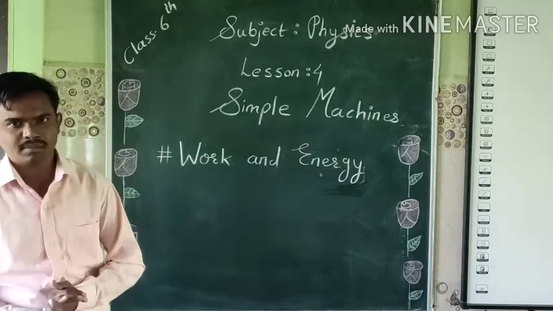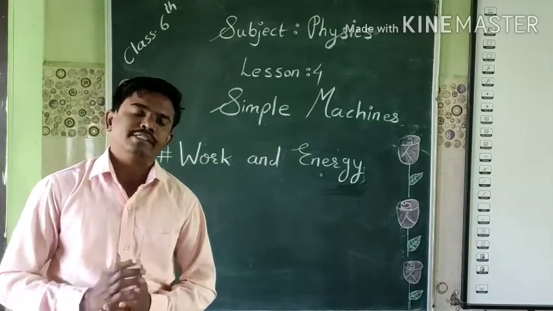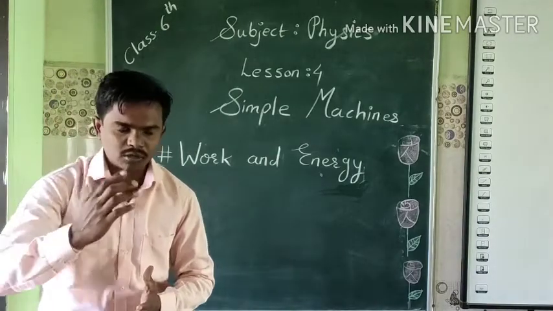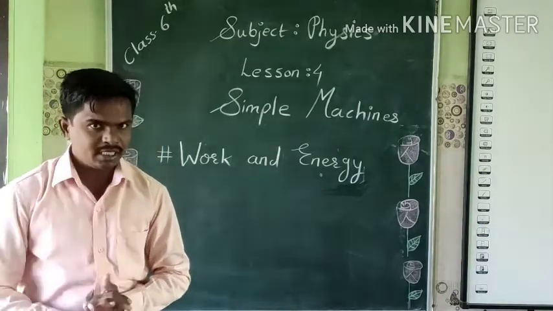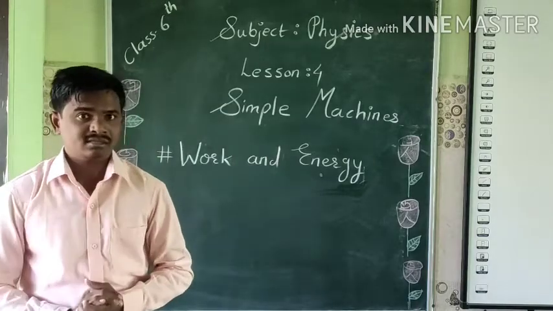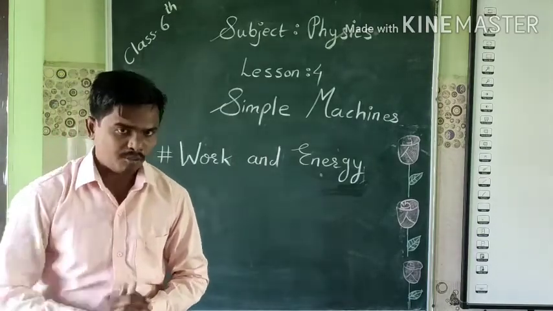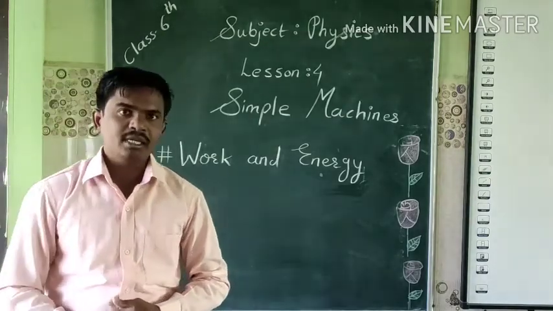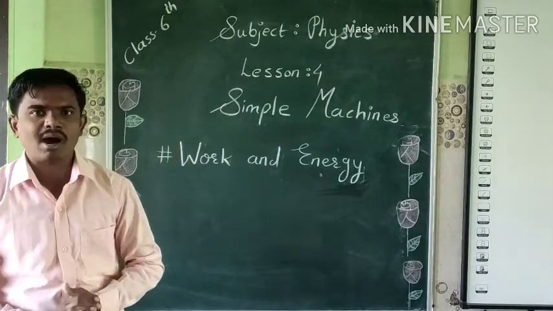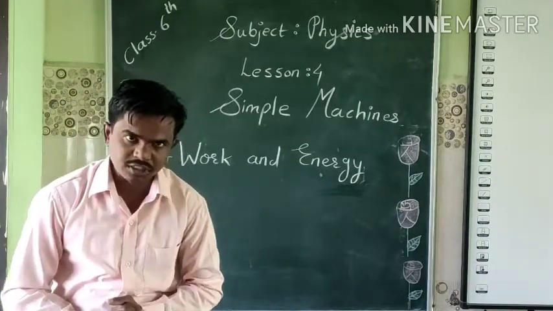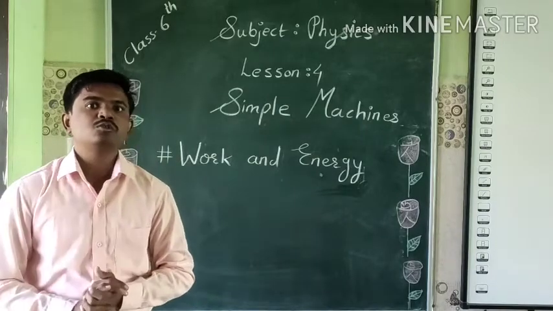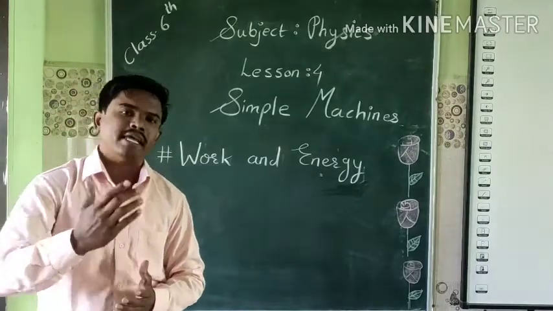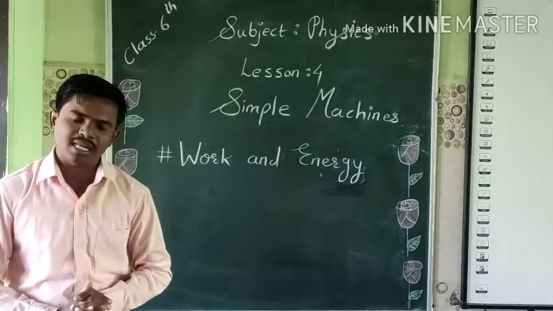So in the above examples, the spoon, spanner, screwdriver, trolley, crane, bottle opener, doorknob, pulley and iron bar are the simple machines which are used to do work more easily by applying less force and spending less energy.